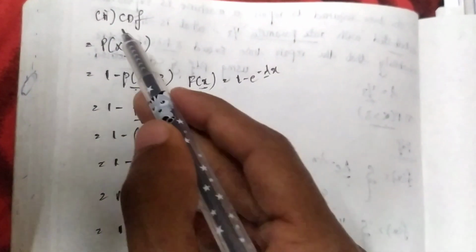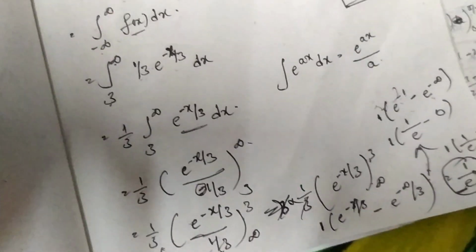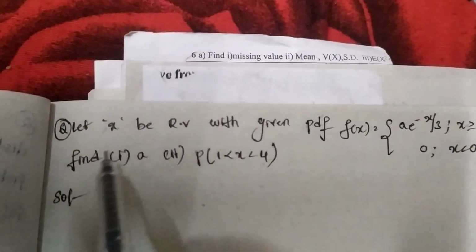By using the CDF method we get 1 by e, and by using the PDF method also we get 1 by e. So from the exam point of view, for this concept we can use any one of the methods, and we get the same answer. Let us consider another example.